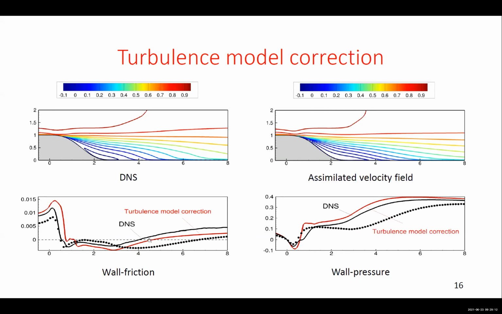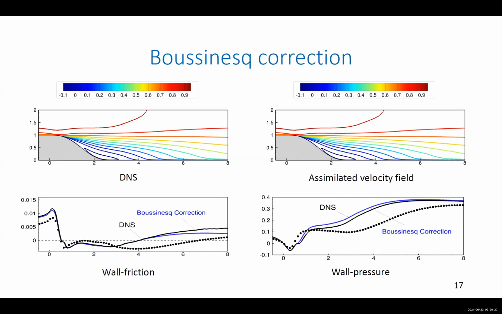We can see that the recirculation bubble predicted for the assimilated solution is around 4.5, 4.6, and the DNS is around 4. So there's still a little bit of error, which is completely gone if we do the Boussinesq correction. On the left-hand side, we basically have the same solution. The CF predicts the recirculation bubble very well, and the wall pressure is pretty good as well.